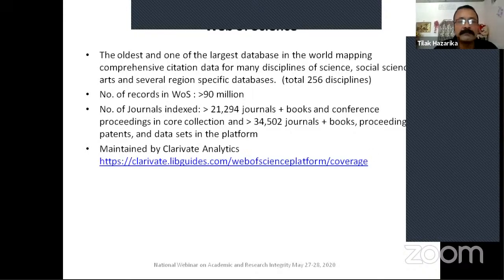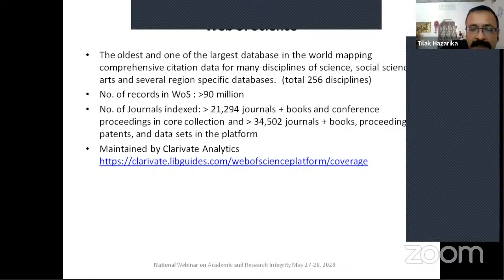Recently it is being maintained by Clarivate Analytics. This is one of the well-acclaimed analytical houses. They have taken over the analytical part and the indexing part of the Web of Science databases that is being marketed by Clarivate Analytics.